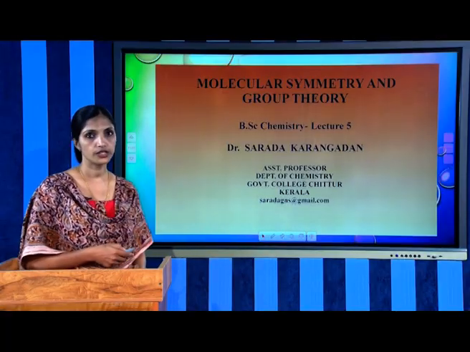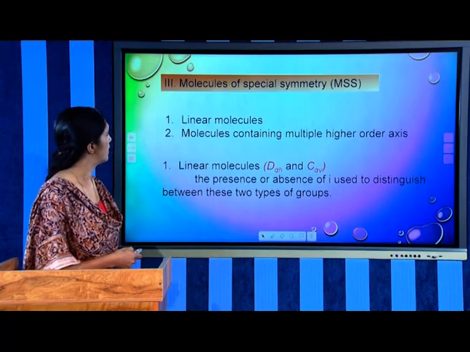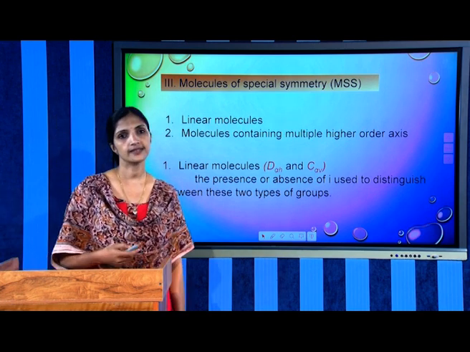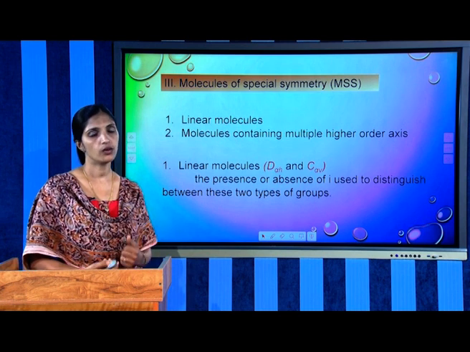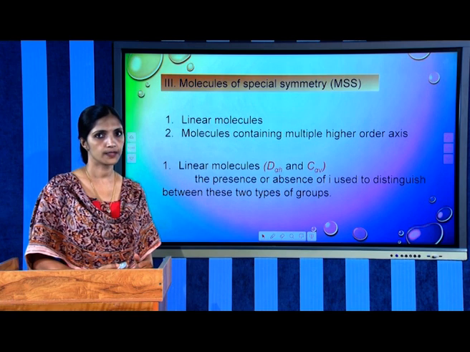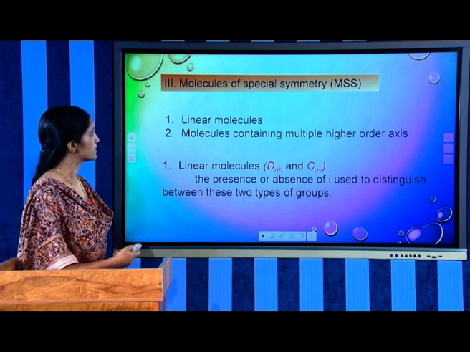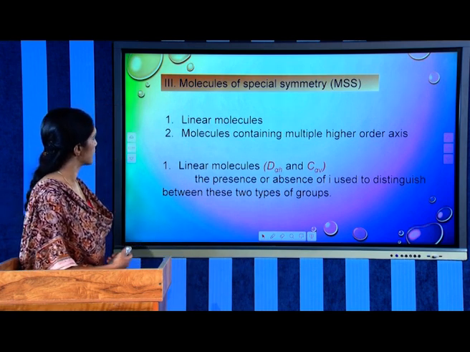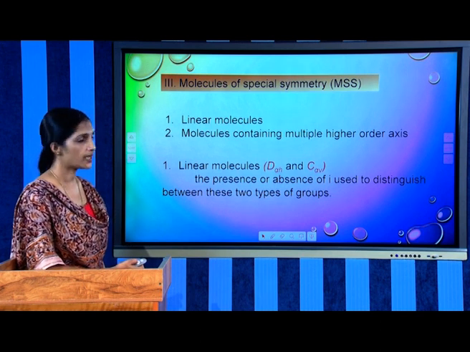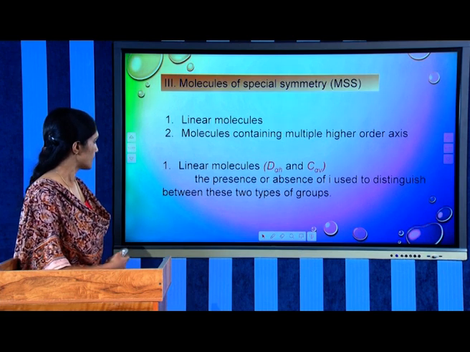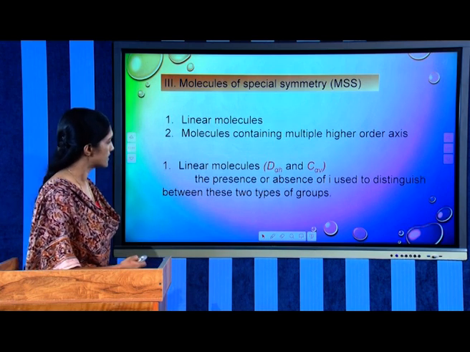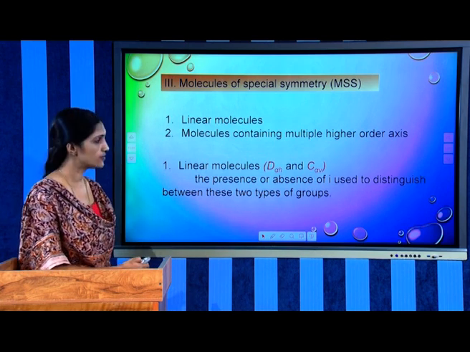And today we are going to discuss molecules of a special symmetry. In the last session we discussed the molecules with a low symmetry and molecules with a high or a moderate symmetry. And molecules with a special symmetry fall under the category of linear molecules and molecules containing multiple higher order axes. The linear molecules can again be classified into two, that is D infinity h and C infinity v.